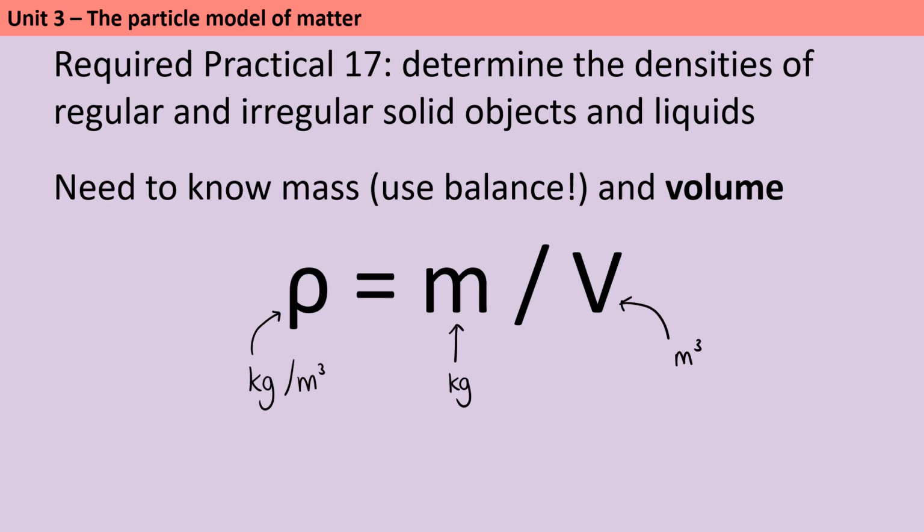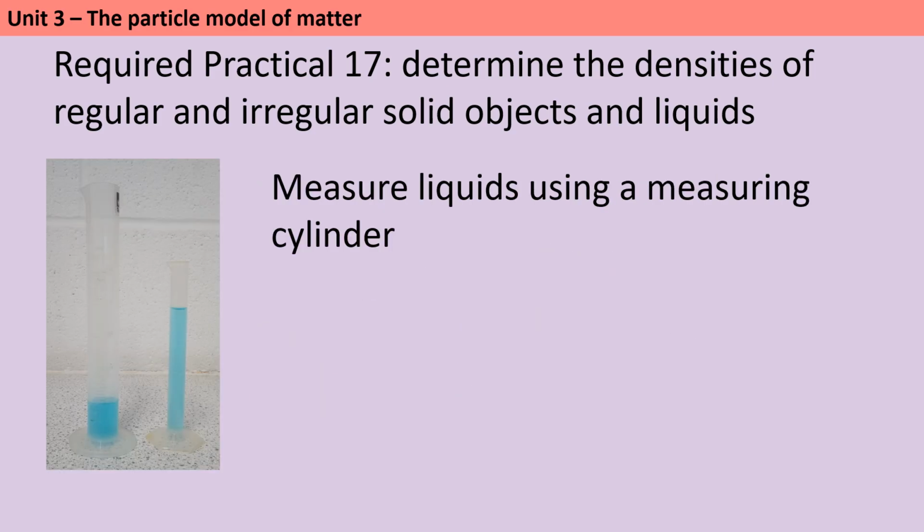In the required practical, we need to determine the densities of regular solid objects, irregular solid objects, and liquids. So for each one of those, we need to be able to calculate the mass and also the volume. If we start off with a liquid, you measure the volume of a liquid using a measuring cylinder.